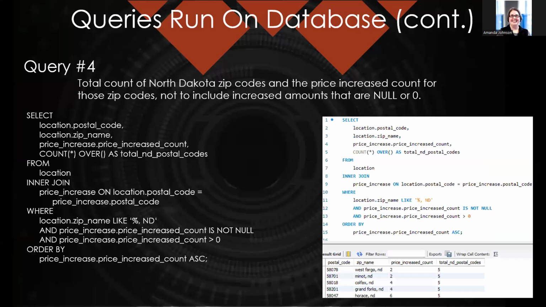Query 4: the total count of North Dakota zip codes and a price increase count for those zip codes, not to include increased amounts that are null or 0. This is for a buyer looking in North Dakota. Overall, the price increase count will show them the most active markets.